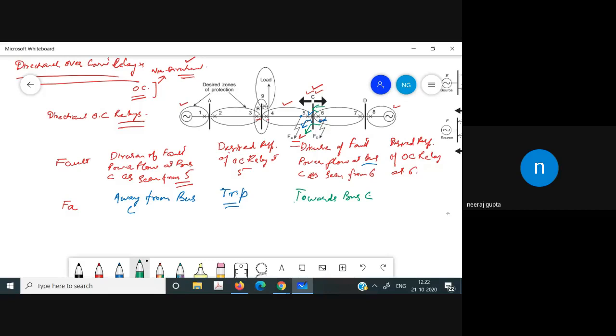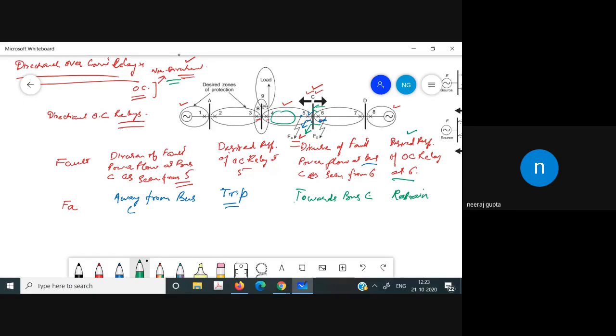And what would be the desired response of the relay? If the power is moving through this part, it is feeding the fault, which is not desired. So it will restrain. Because if it trips, then the desired zone is not generated. This is the desired zone in that very case. So the desired zone is not generated, as we have seen in the non-directional overcurrent.